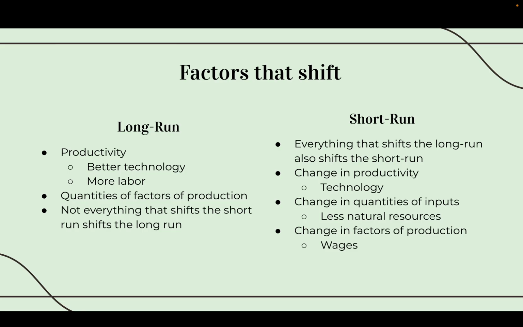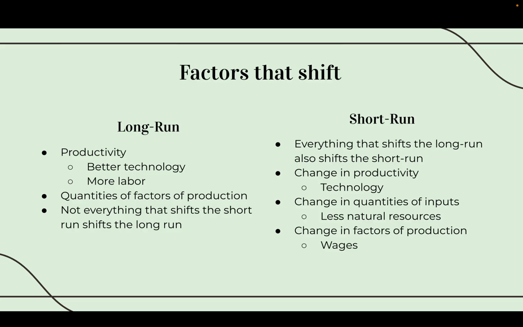So for the long run, productivity is a big thing that shifts it. So this is things like better technology. If we're improving our technology, then we're going to improve our productivity. We're going to be able to produce more. And more labor. If we have more effective labor, more educated workers, then we're going to be able to increase our productivity, which will then shift the curve. And then another is quantities of factors of production. So if there's a change in the factors of production, then we're going to see a shift in our long run curve.